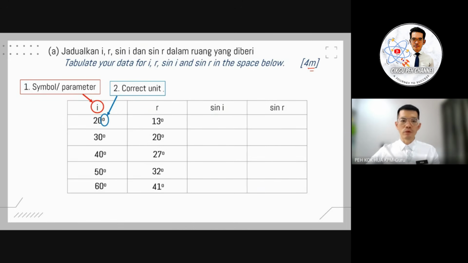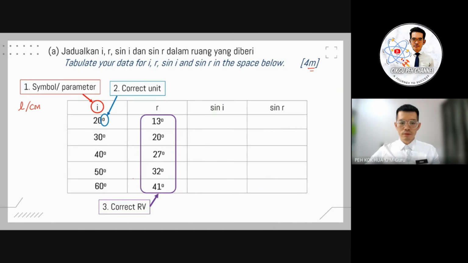Second, you need to give the correct unit. Normally, the unit is together with the parameter. For example, length will be together with cm. But here, the degree can be written like this. So the second tip here is that you need to give a correct unit. And sin I and sin R do not involve any unit.